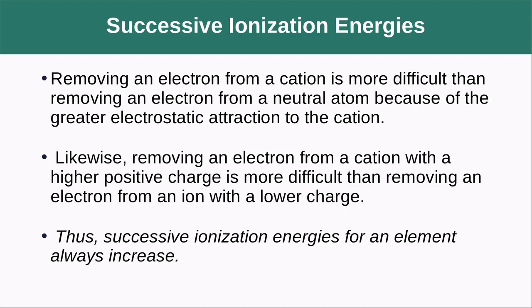As we do that and we do more and more ionizations, it becomes more and more difficult to remove an electron. So every time you remove one, it holds each electron it has a little bit closer. Likewise, removing an electron from a cation with a higher positive charge is more difficult than removing an electron from an ion with a lower charge. And this means that successive ionization energies for an element are always going to increase. The second ionization energy will be higher than, say, the first ionization energy.